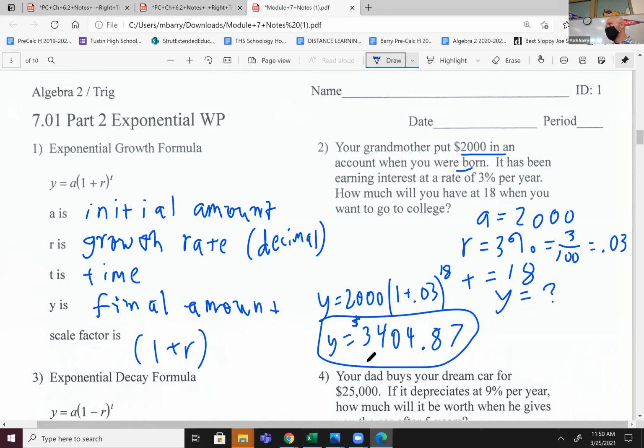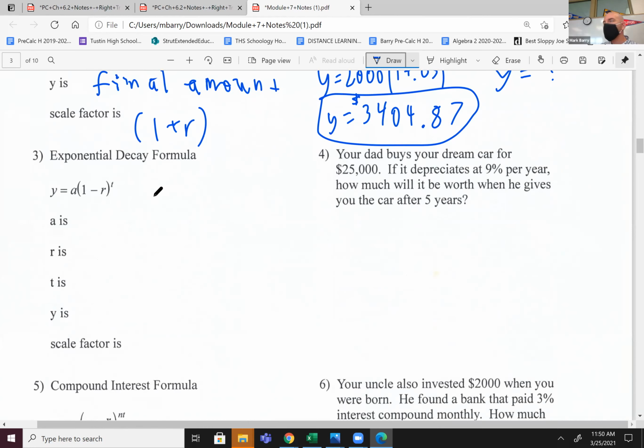Okay, now we're going to switch over to a little bit different here. This is called exponential decay. Now I'm going to say that this one looks the exact same as it did before, right? With one difference. In that parentheses, the plus turned into a minus, right? So this is when something is decreasing in value. So the previous one, our money was increasing in value. This one, it is decreasing in value. So A is still the initial. The initial is another word for a starting amount. Para empezar, if you will.